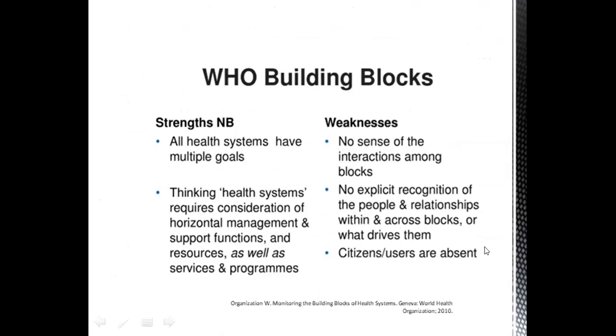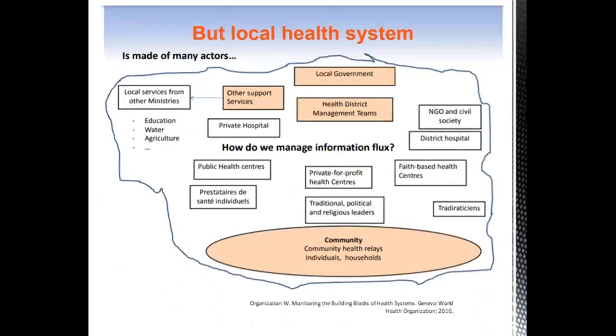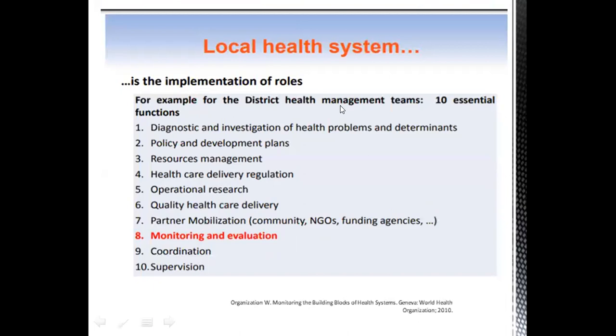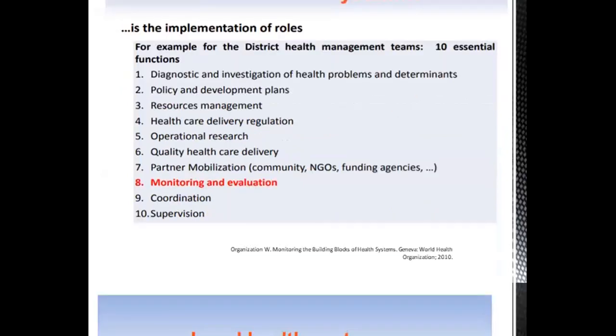Citizens and users are absent, because a local health system is made up of many actors, which include the local services from ministries, local government, health district management teams, NGOs, civil society, district hospitals, faith-based health centers, private for-profit organizations, public health centers, traditional and religious healers, community leaders, and household individuals, and it is the implementation of roles. For example, the district health management team includes 10 essential functions: diagnostic investigation of health problems, policy and development plans, resource management, healthcare delivery, regulation, operational research, quality, partner mobilization, monitoring and evaluation, and coordination and supervision.